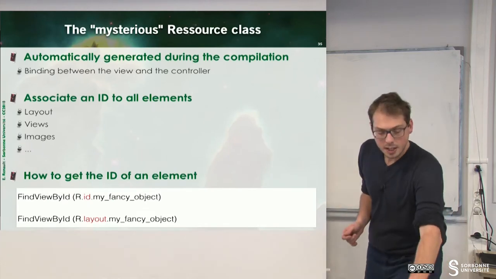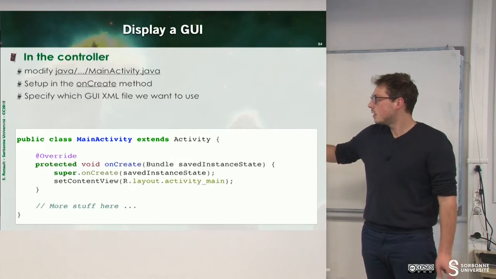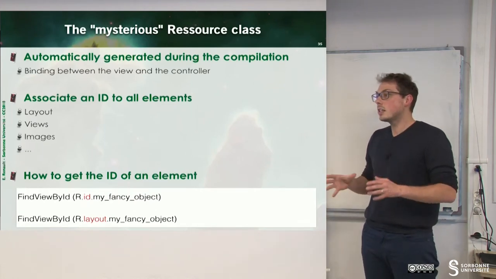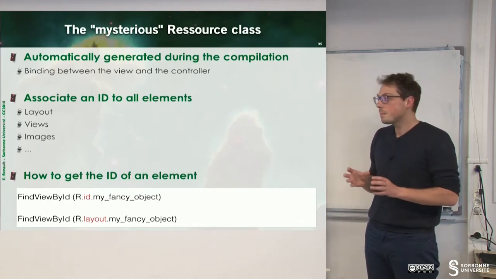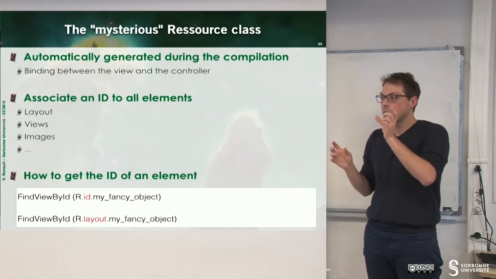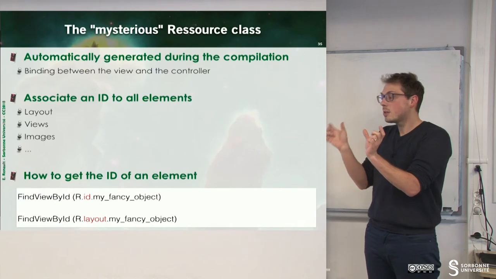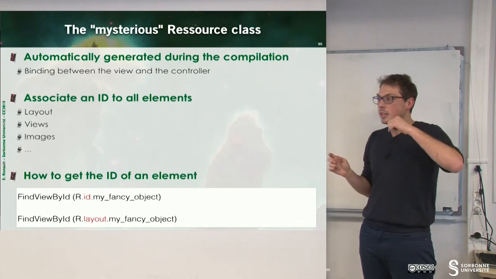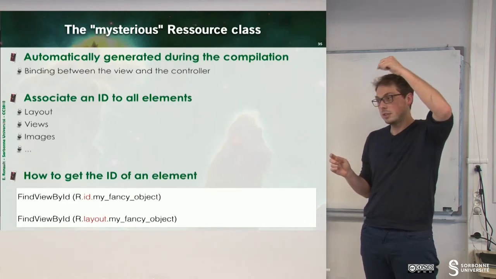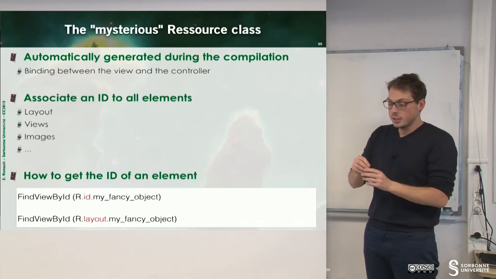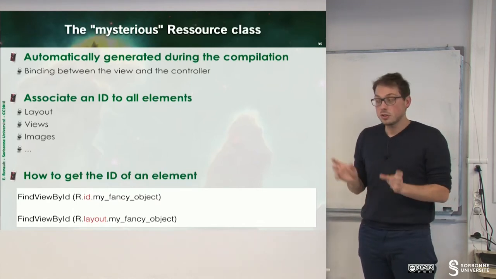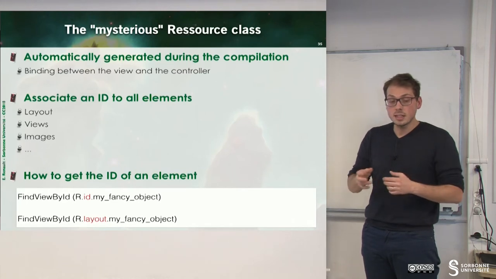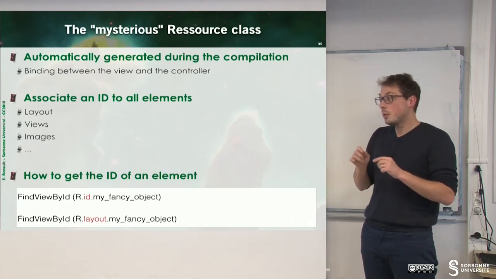So here we can observe that R is something mysterious. So mysterious R is for resources. It means that we have to make a link between some XML and some ID. And the goal of the resource classes is to make this link. So you can target it directly inside of your Java code, and you can refer to it the other way. So this file will be generated by the toolchain and will provide you some IDs to be able to target some elements.